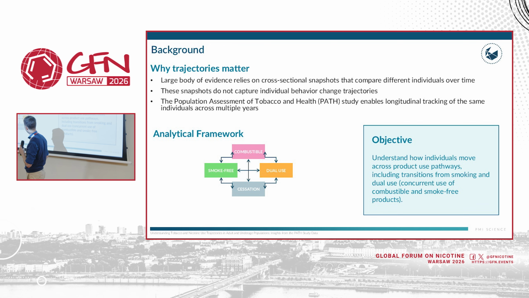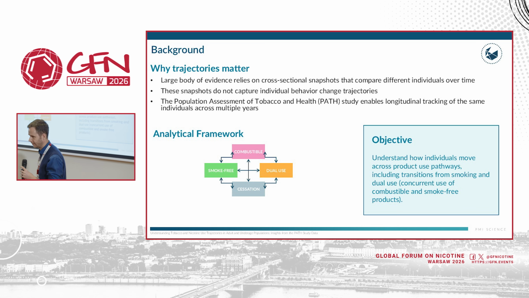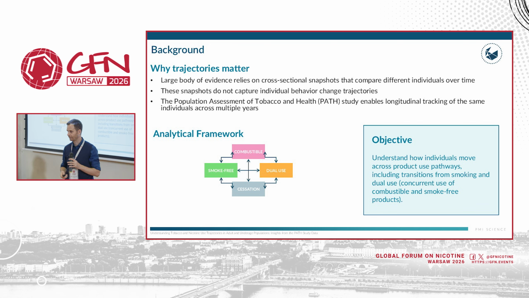I'm going to be breaking down product use into 4 categories. There is the combustible category: cigarettes, cigars, pipes. There is the smoke-free products category, which, for the US in 2013 to 2023, also includes some smokeless tobacco and chewing tobacco, but again, it's primarily electronic cigarettes. We have dual use, which is daily established use of combustible and smoke-free products. And then we have cessation, which is not using any nicotine-containing products.